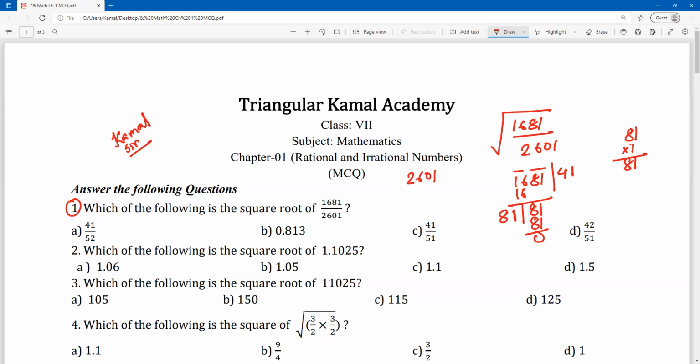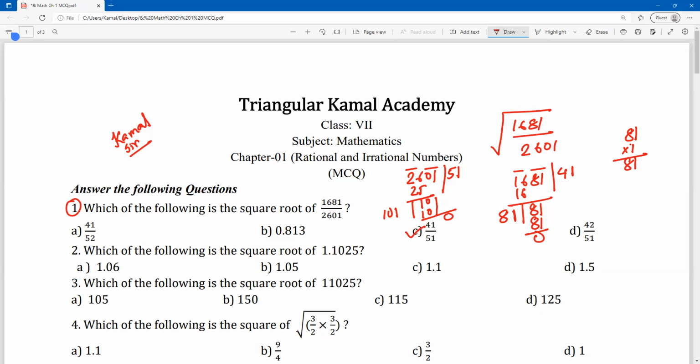2601. Here, on the left side, 26 is not a perfect square. That means we take 5. 5 times 5 is 25, and subtraction gives 1. 5 times 2 is 10, and then 0, 1 comes down, so 101. If we write 1 here, then 101 times 1 gives 0. So the answer is 51 on the denominator side and 41 on the numerator side. So the correct answer is C.